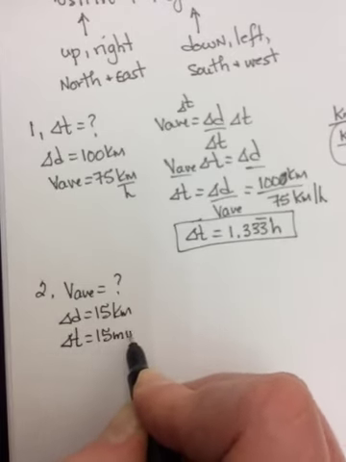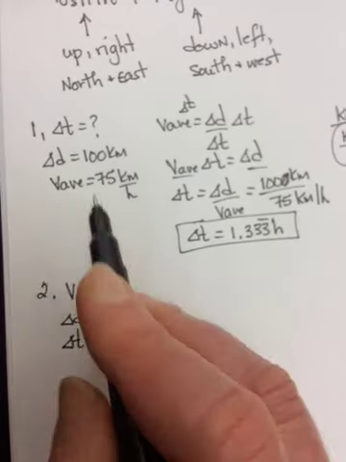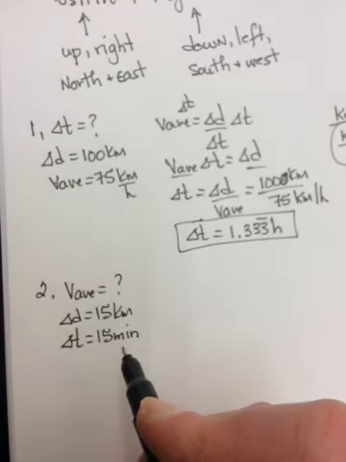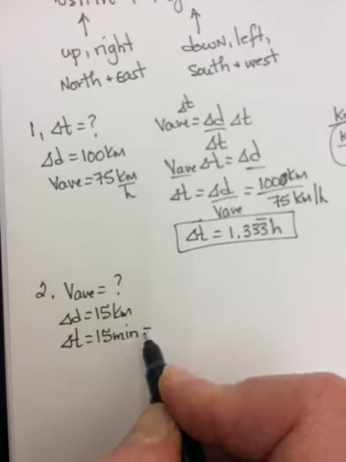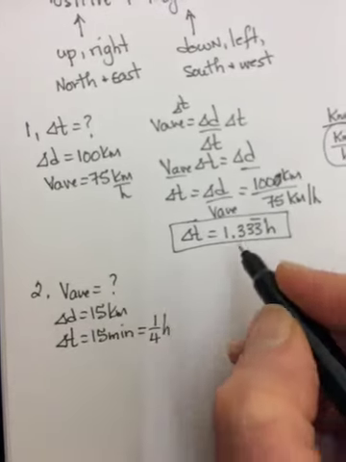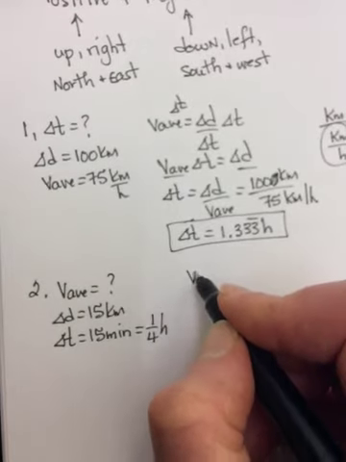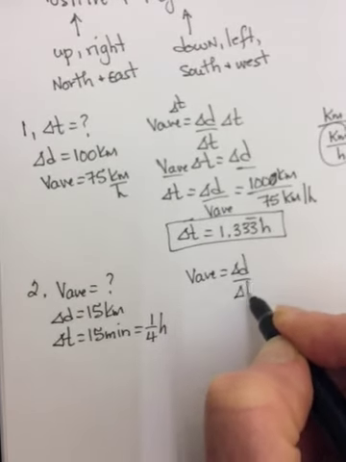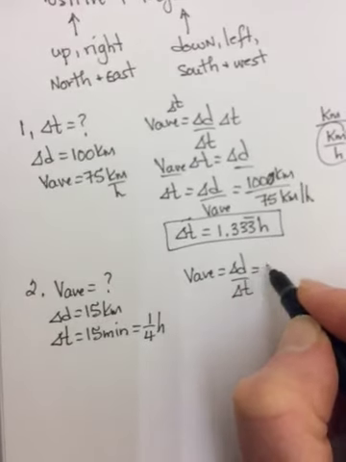15 minutes. Okay, so now you've got to take a look at the units. Up here we didn't have to worry about it, kilometers per hour and kilometers, but here it's kilometers and minutes. I would be tempted to say this is 1/4 of an hour and leave my kilometers in kilometers. So our equation is v-av equals delta d over delta t. I don't even have to rearrange this time.